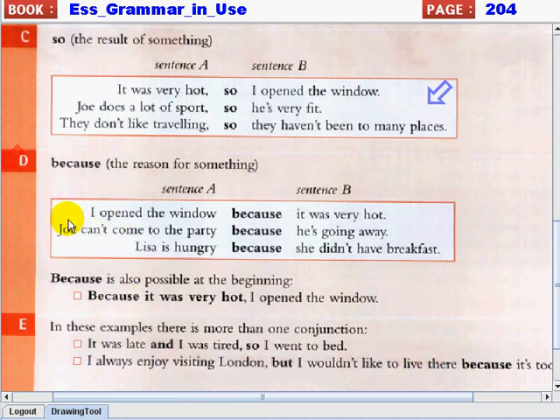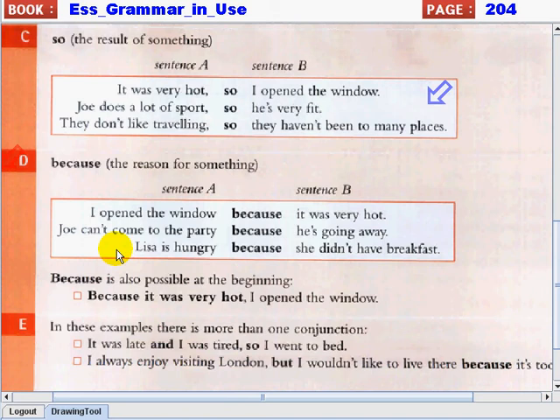Let's observe the following sentences. I opened the window because it was very hot. Joe can't come to the party because he's going away. Lisa is hungry because she didn't have breakfast. Again, it emphasizes the reason for something.